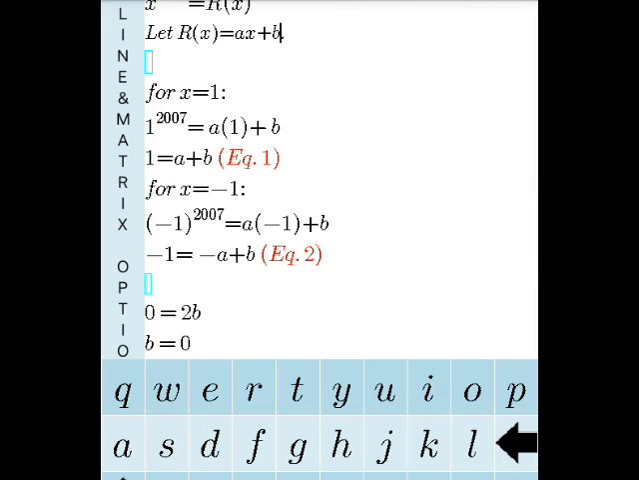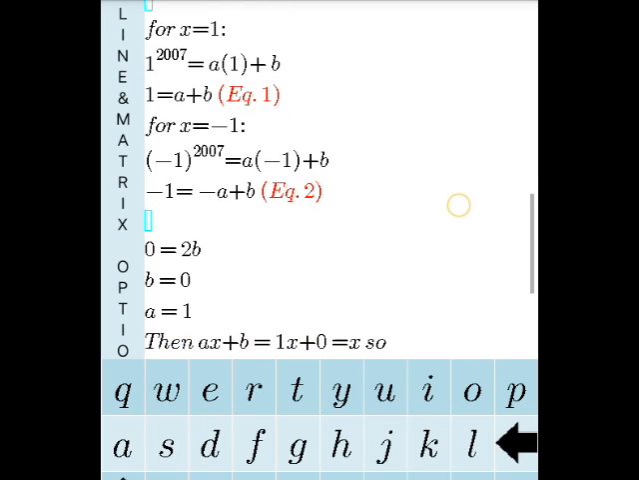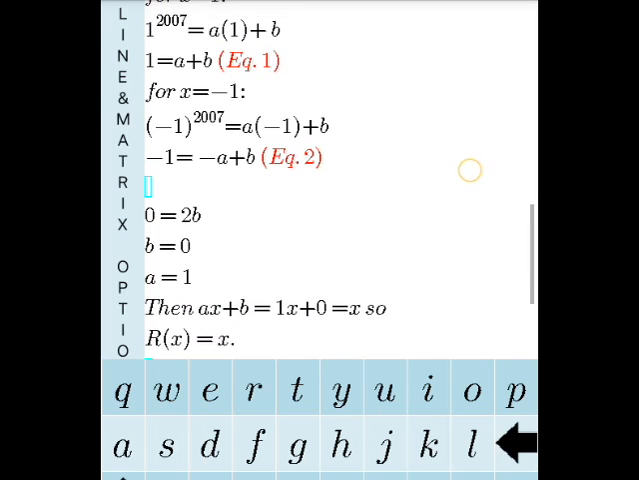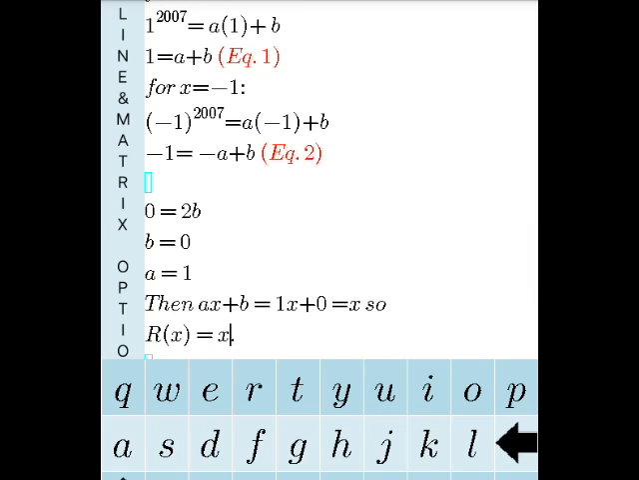Substitute that back to equation 1. So if b is equal to 0, then a is equal to 1. So therefore, the expression for the remainder is ax plus b. So the remainder is actually equal to x. That's it.